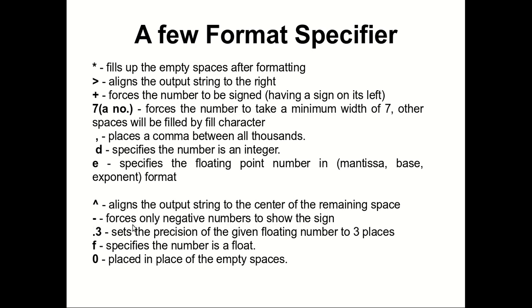And minus forces only negative numbers to be signed. If you use plus, it will force the sign on every number, whether positive or negative. But if you put minus, only negative numbers will be signed. Then dot and a number, just like the specifier in C or C++, sets the precision of the floating point number, for example up to 3 places. And 0 indicates that the empty places are filled with zeros. So I will show some demonstrations here.